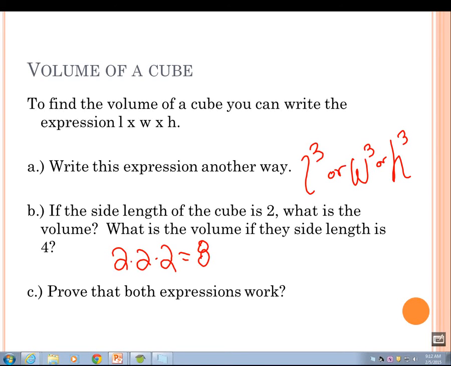What would be the volume if the side length was 4? How are we going to do this? We just did it with 2. Stick with me, please. 16 times 4. Yeah, 64. It'd be 64 units. That's what the volume of that cube is.